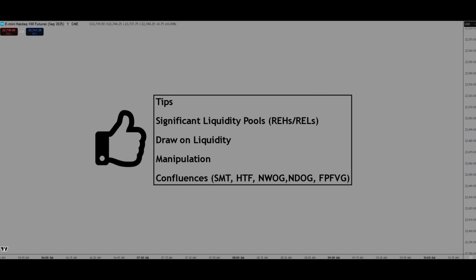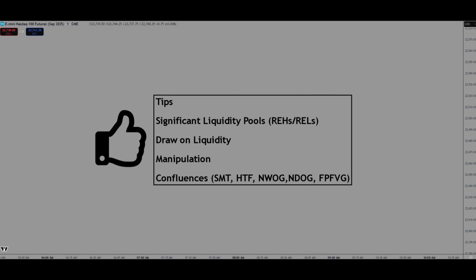I want to go over some helpful tips to best execute this strategy. First is having significant liquidity pools. Relative equal highs and lows are the highest probability. I can't stress enough about having a draw on liquidity. If you don't know where price is likely to deliver towards, you should not take the trade.